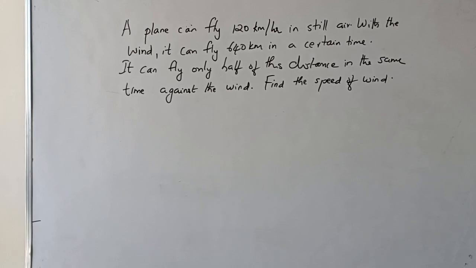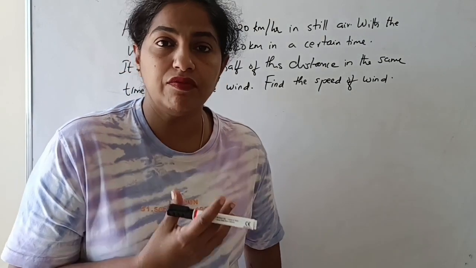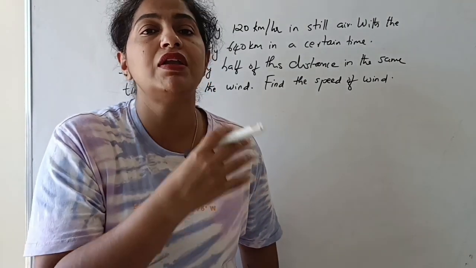A plane can fly 120 km per hour in still air. With the wind, it can fly 640 km in a certain time. It can fly only half of this distance in the same time against the wind. Find the speed of the wind. Now, instead of water, wind is given to you. So, treat it in the same way that you would treat a steamer in water.